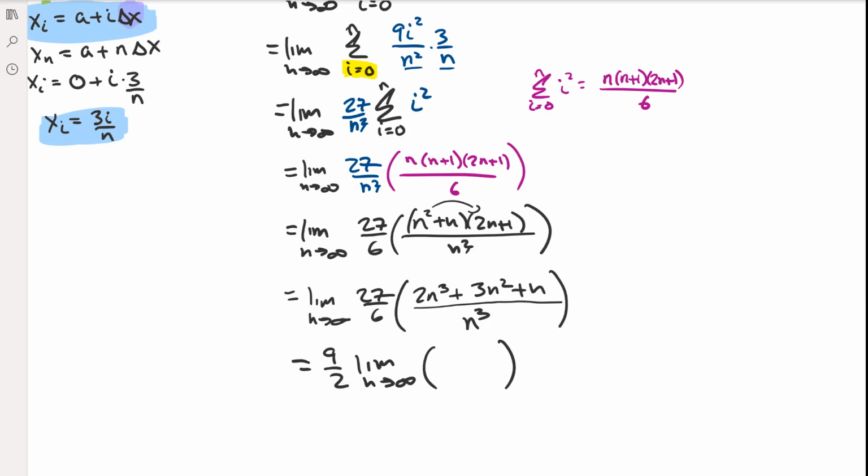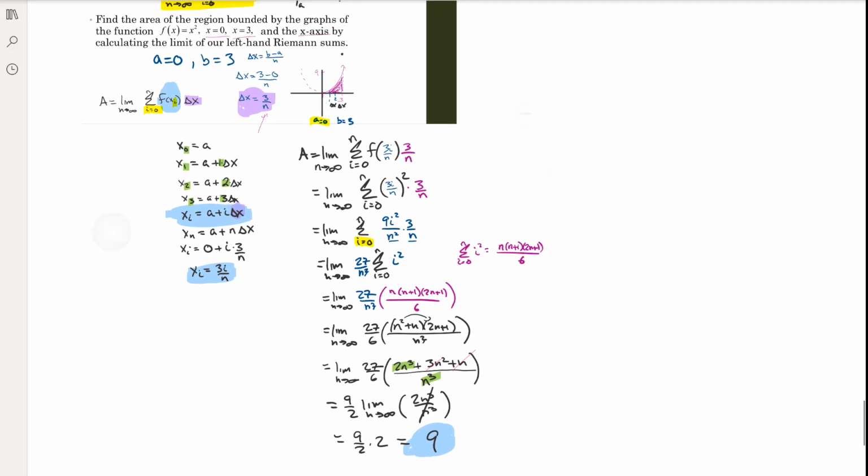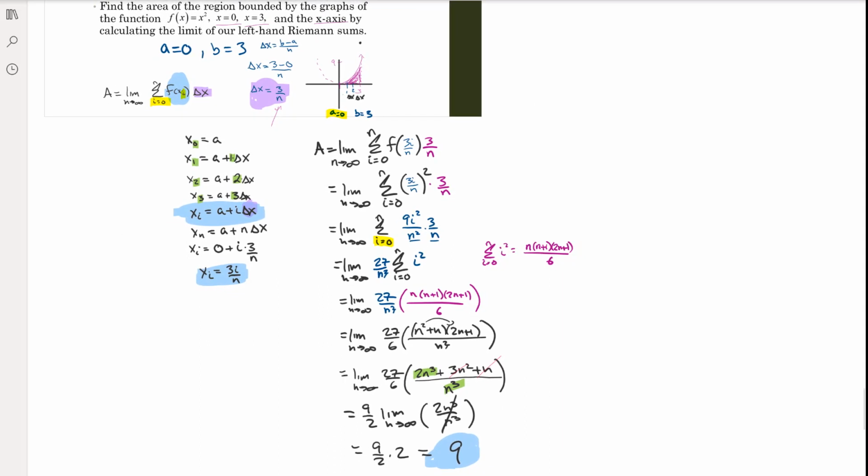Now that you've paid your dues with the limits, I'll let you do this piece here. Just look: 2n cubed and n cubed. Everything else doesn't even matter. What's 2n cubed over 2n cubed? It's just 2. The answer is 2. So you get 9 halves times 2, which is just equal to 9. That area underneath that curve x squared from 0 to 3 had an area of 9.